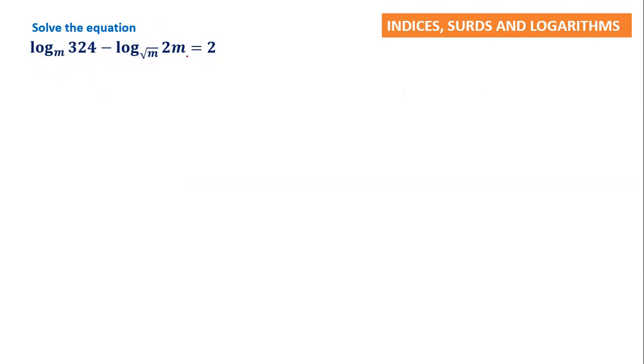Before I move on to the question, I want to explain how you change the base. I give you the format of changing base. Let's say you have log base A of B. Now I want to change this log into a different base, let's say base C. So I put log base C here, and log base C here too.